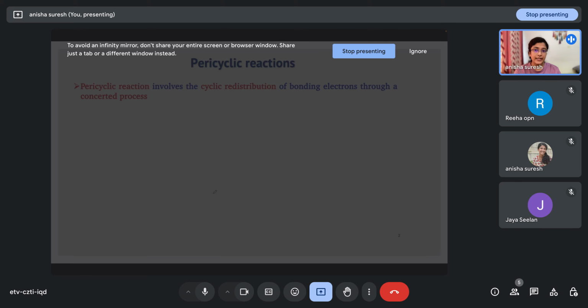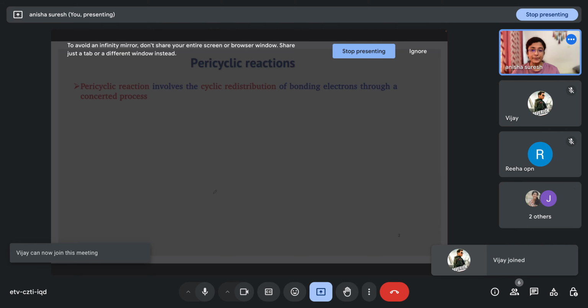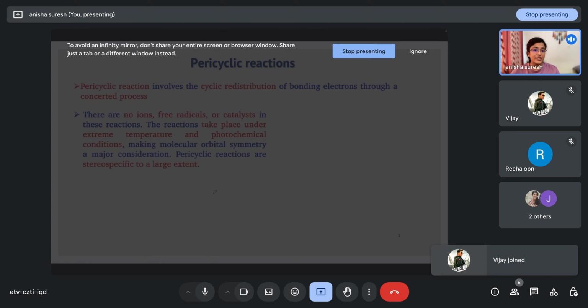So, coming to pericyclic reaction, it is the cyclic redistribution of bonding electrons through a concerted process. Pericyclic reactions are concerted processes which involve a cyclic transition state where the redistribution of electrons takes place. The main feature of these reactions is that they involve no ions, free radicals, or catalyst, and they take place under thermal or photochemical conditions, and they involve molecular orbital symmetry. And pericyclic reactions are very stereospecific in nature.